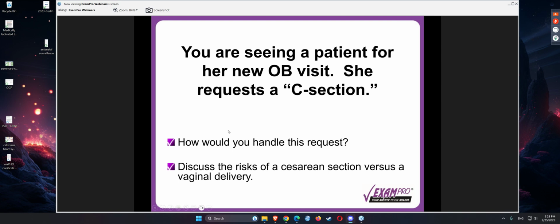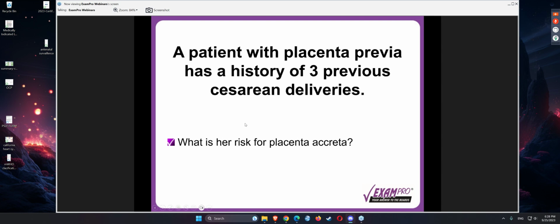And with that in mind, there's one more slide. Patient with placenta previa has a history of 3 previous cesarean deliveries. What is her risk of a placenta accreta? Yes. So 3 prior cesareans. I always forget this. Is it 4%? No, I really don't remember. It's going to be higher than that.